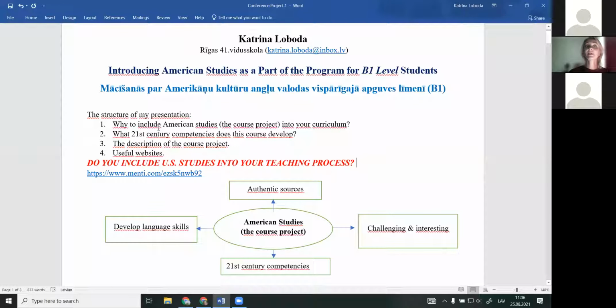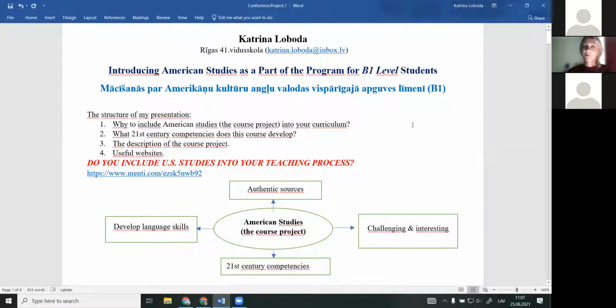So today's structure of my presentation is the following. Why to include American studies, the course project I will talk about, into your curriculum. What 21st century competences this project develops, the description of the project itself, and finally, I will share with my colleagues, with the teachers, some useful websites for teaching English.